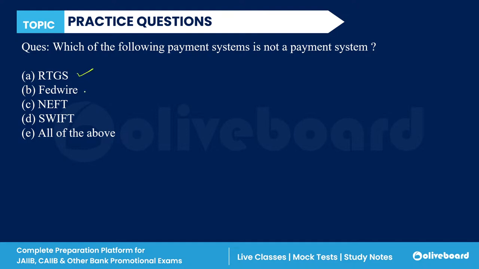RTGS is a payment system, Fedwire is a payment system, NEFT is a payment system. SWIFT is like a messaging app, right? So it is not a payment system. So D is the correct answer. Clear?